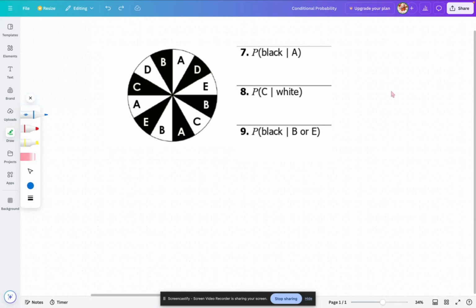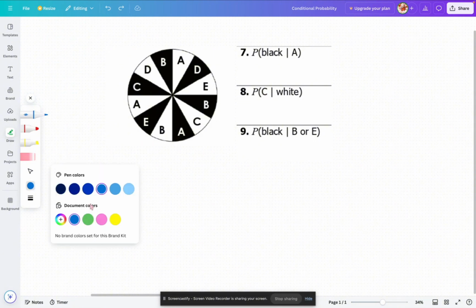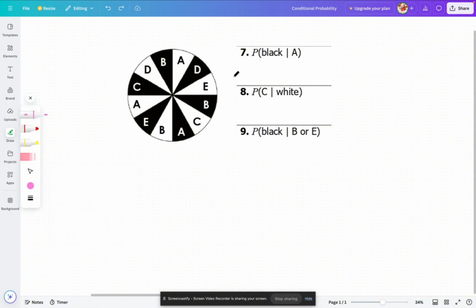Let's say that you're taking a test and you're confused because you've arrived at a problem that you don't know how to solve. Here's a trick that I use that always helps me out. The first thing that I like to do is find my A and my B values. So in number 7, my A value would be black and my B value would be A.